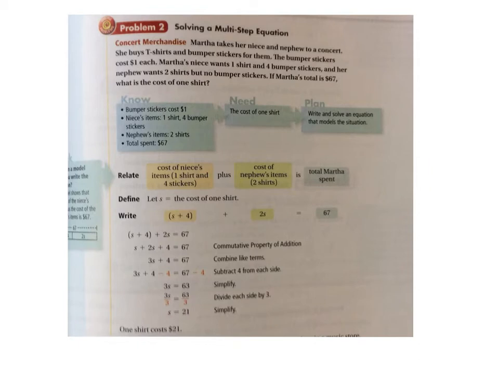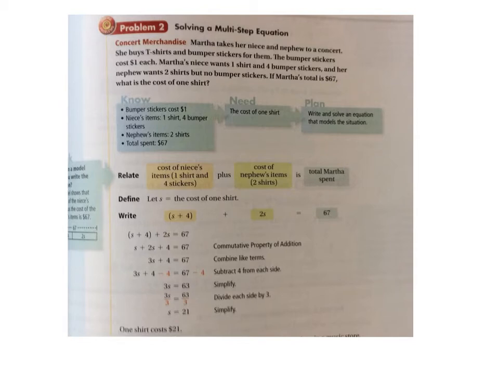Alrighty, so solving a multi-step equation. Story problems. Again, you know I love them. Martha takes her niece and nephew to a concert. She buys t-shirts and bumper stickers for them. The bumper stickers cost $1 each. Niece wants 1 t-shirt and 4 bumper stickers. Nephew wants 2 shirts, but no bumper stickers. And Martha has a total of $67. What is the cost of 1 shirt?